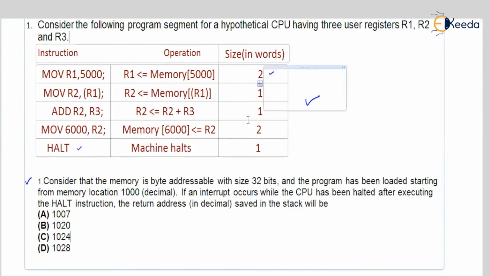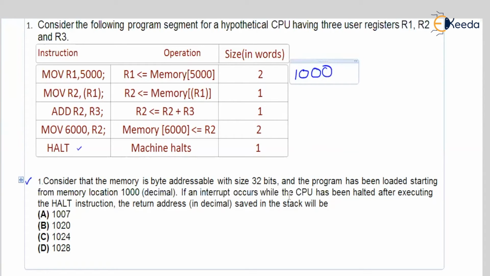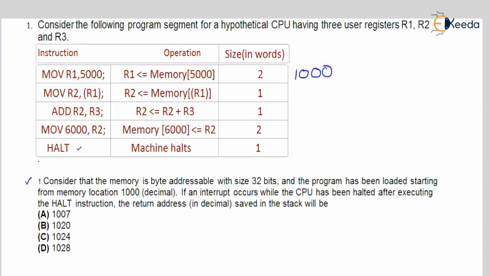Let me show how it is going to work. Okay, the origin of this program in the main memory is 1000. Okay, I'm writing it here. 1000. If an interrupt occurs while the CPU has been halted after executing the halt instruction, the return address saved in the stack will be, okay, actual question is, there comes an interrupt while a program is being executed, and that too, when the halt instruction is being executed, there comes an interrupt. Okay, when the interrupt comes, the CPU will be branching to the interrupting location.